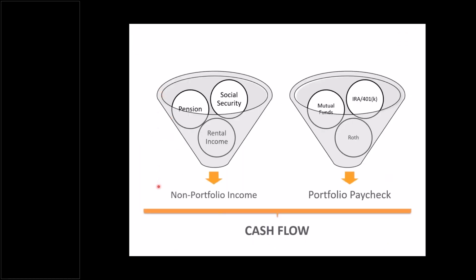Same, we could break income into what we call non-portfolio income or fixed income coming from pensions or Social Security, or income coming from a rental property. And then we could look at the portfolio paycheck side, whether that be from IRA or 401k withdrawals, Roth withdrawals, mutual funds, stocks, bonds. And so again, regardless of where it's coming from, they're both cash flow.